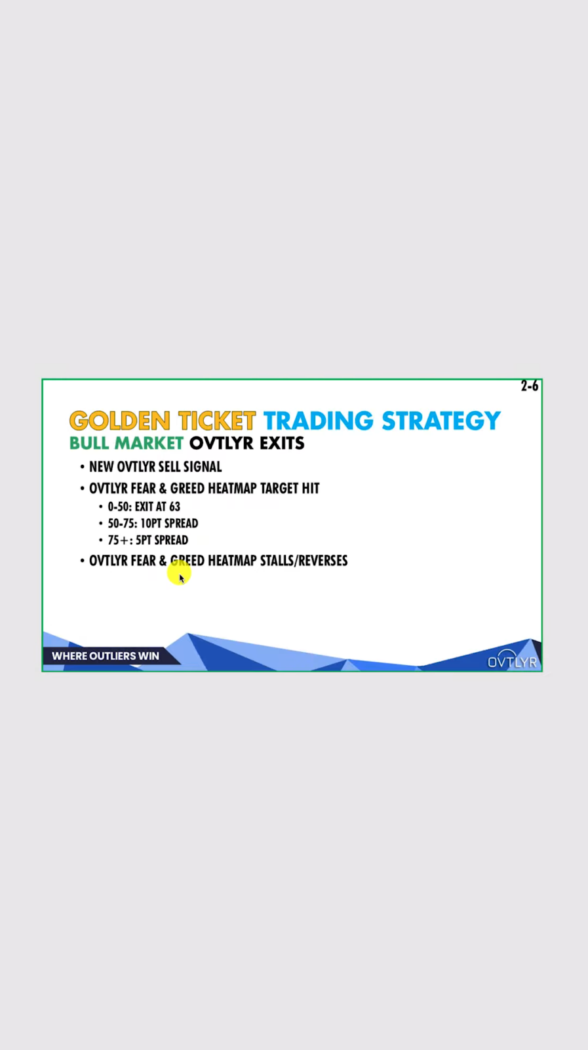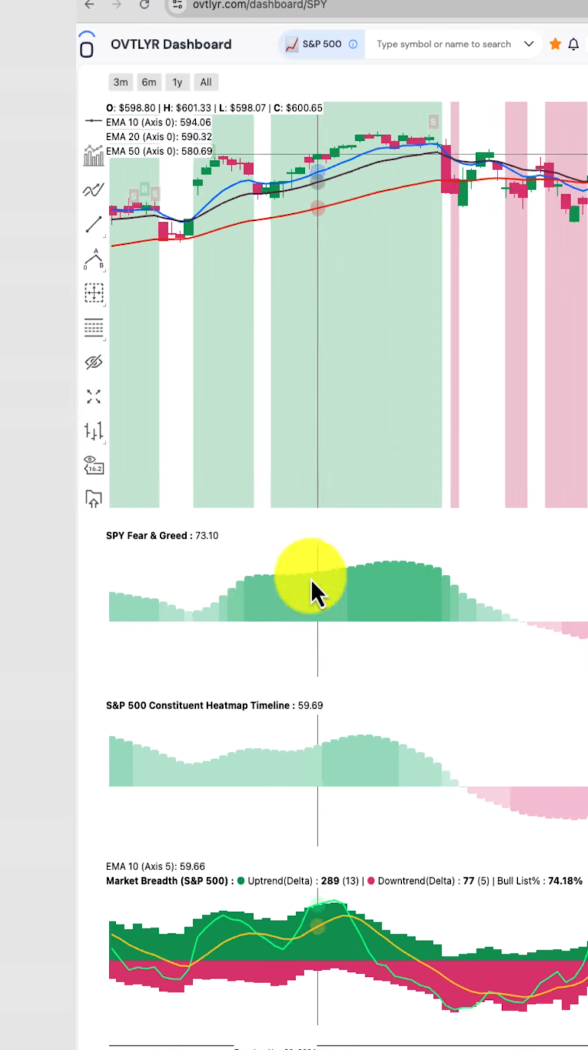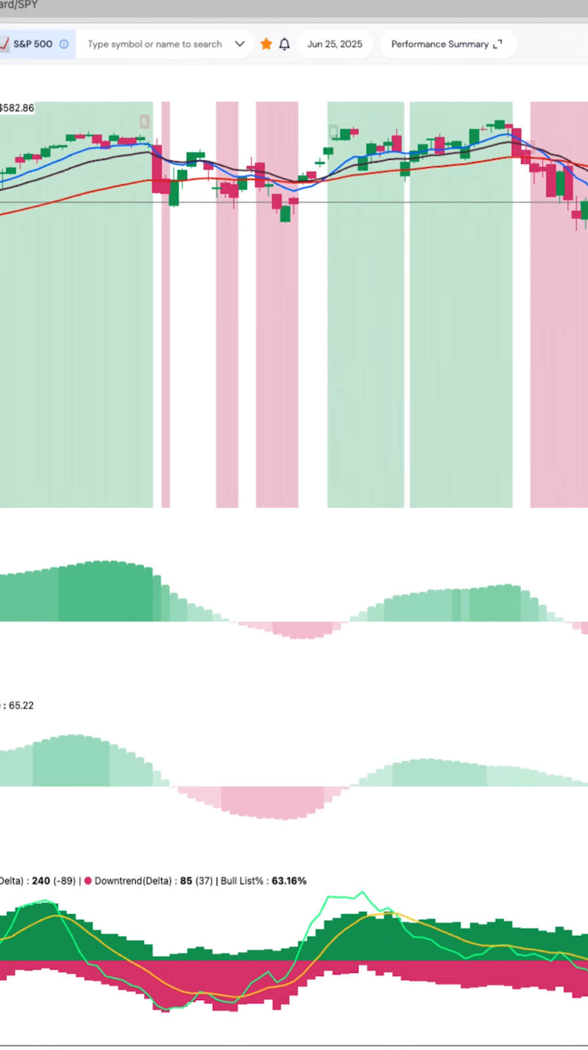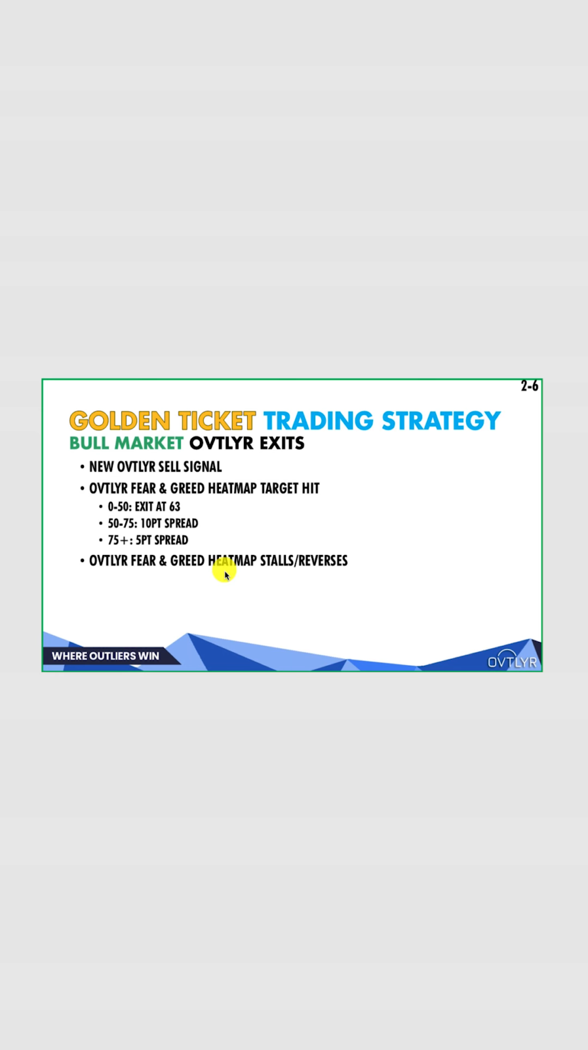And then also, if the fear and greed heat map stalls or reverses, so as you can see here, this is where it stalls and starts to reverse. And we can actually see the numbers right here, where it goes from 82.54, 82.43, 82.39, 80.99. You can see how it peaks and starts to come back down. The day that it stops and reverses, that's where I get out. That's an exit signal.